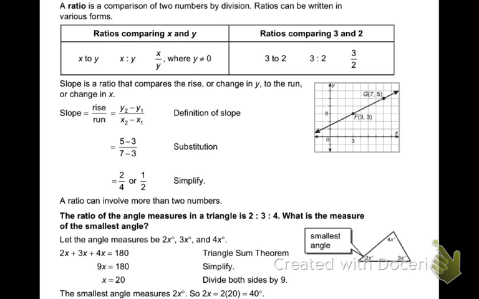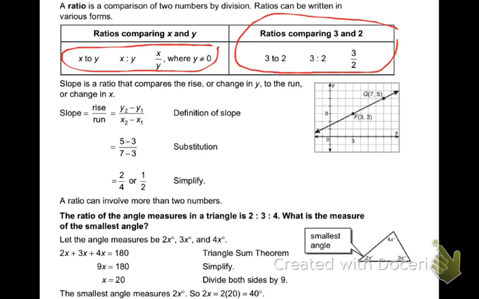Today we're going to talk about ratios. Yes, you have talked about ratios before. A ratio is a comparison of two numbers by division. Ratios can be written in various forms. For instance, there are three forms. You can use the word "to," you can use a colon, or you can write it as a fraction. And here are the examples for ratios comparing 3 and 2.